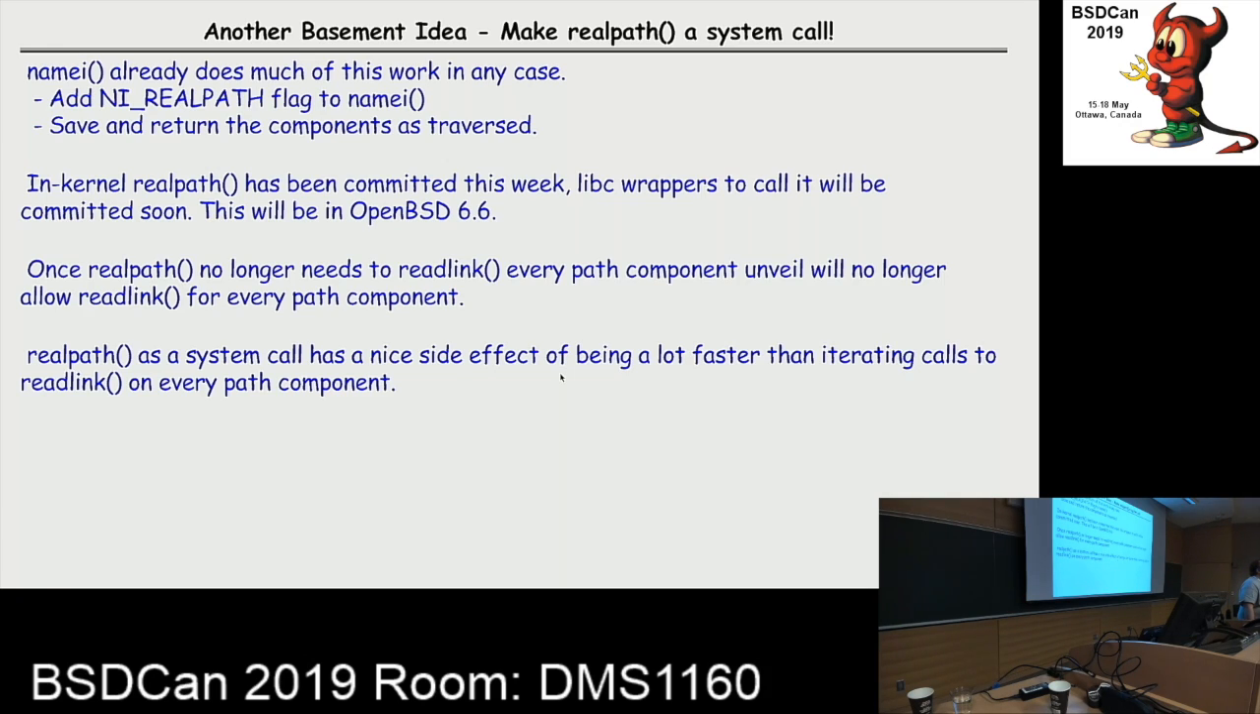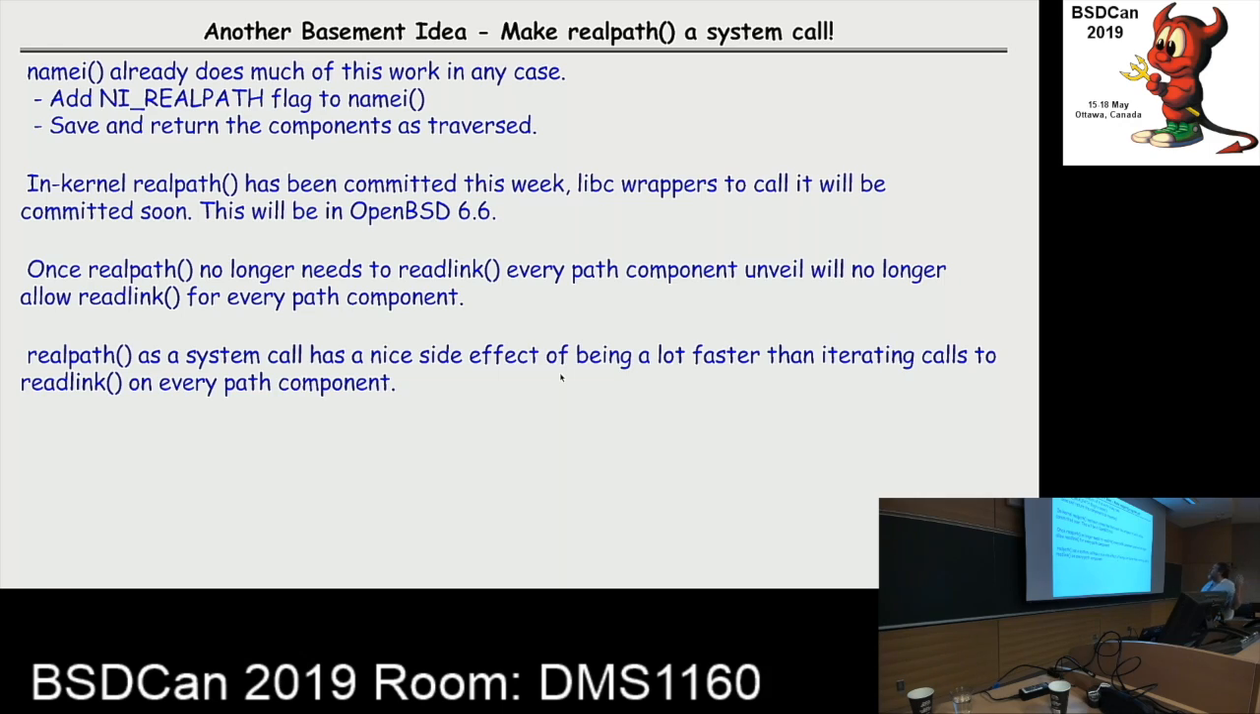I have the libc wrapper that some people have. It's not yet committed because I don't want to screw people if their kernels are behind, so I'm going to wait till after BSD Can and the hackathon fallout, and then I will commit the libc wrapper so that libc actually calls kernel realpath instead of doing it in userland.